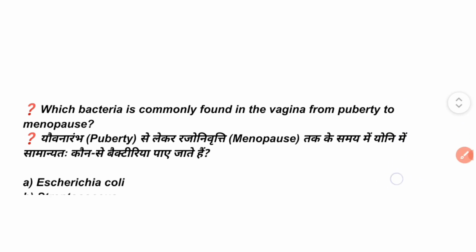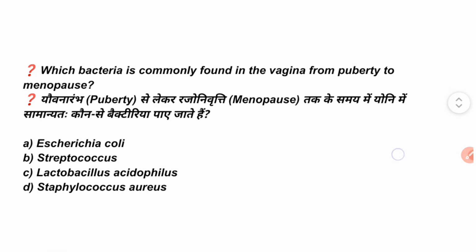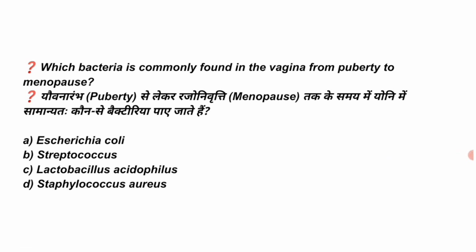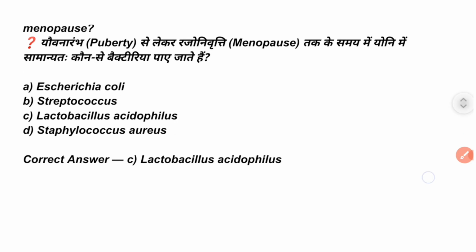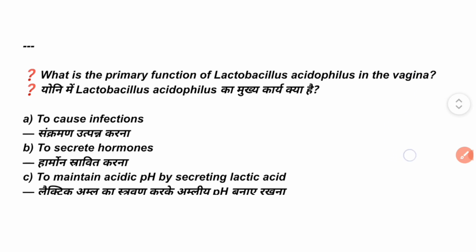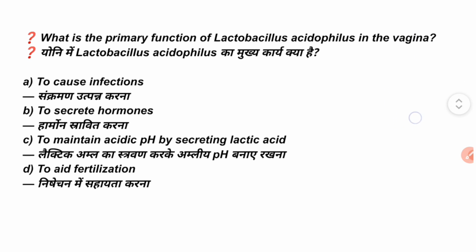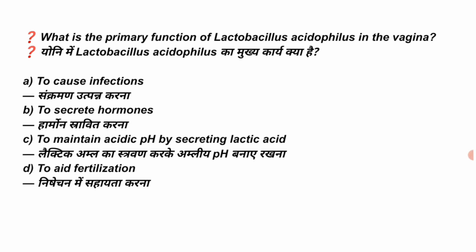Next question. Which bacteria is commonly found in the vagina from puberty to menopause? The right answer is option C, Lactobacillus acidophilus. Next question. What is the primary function of Lactobacillus acidophilus in the vagina? The right answer is option C, to maintain acidic pH by secreting lactic acid.